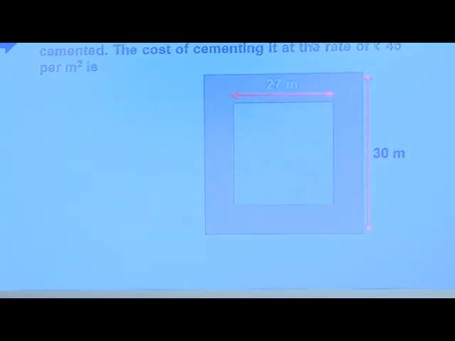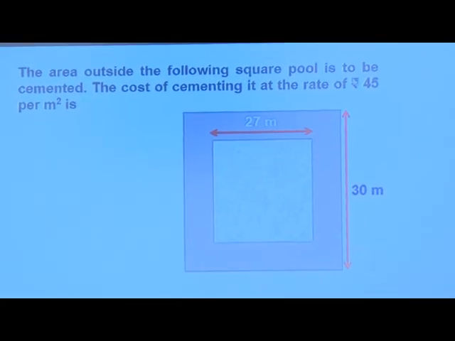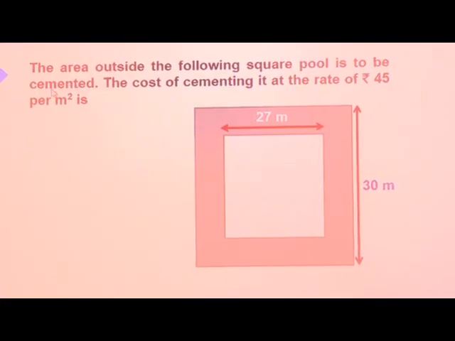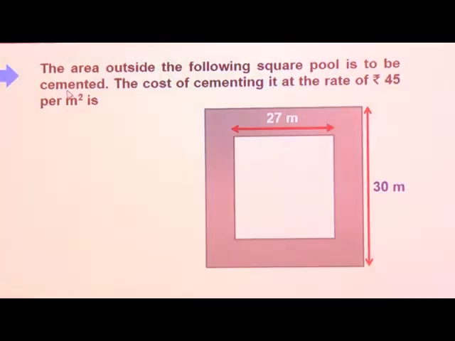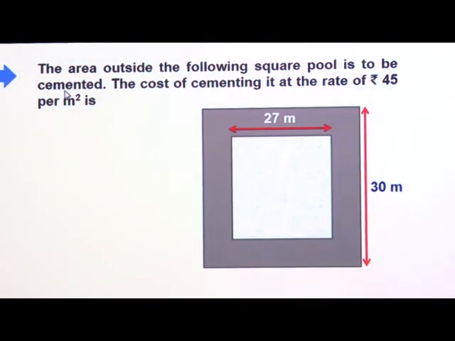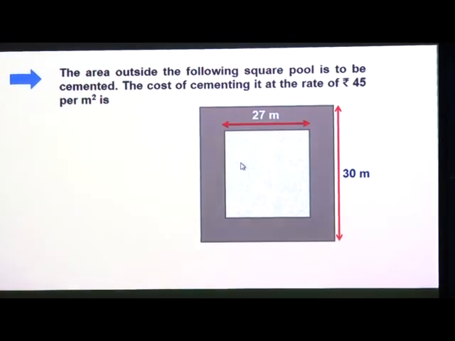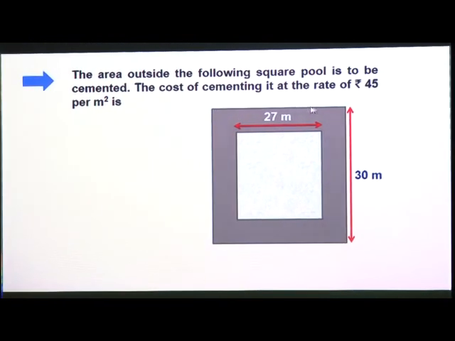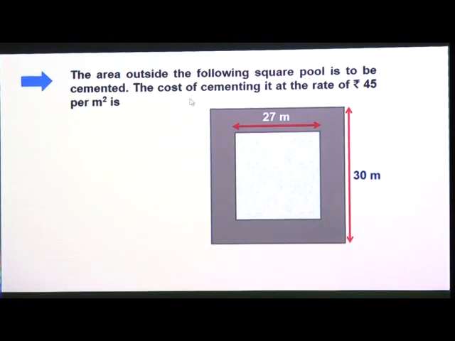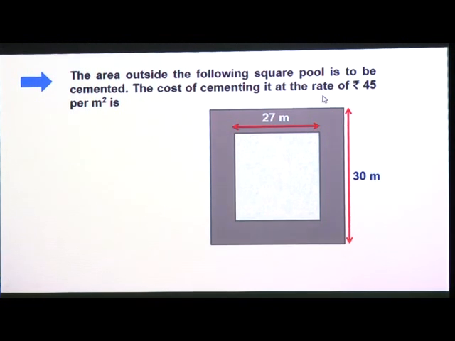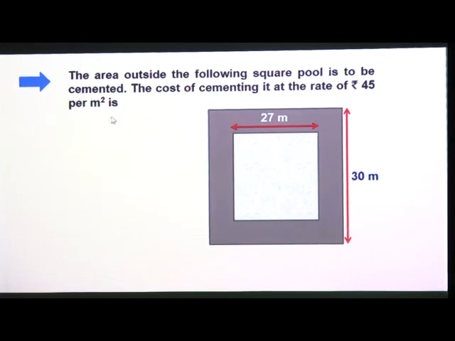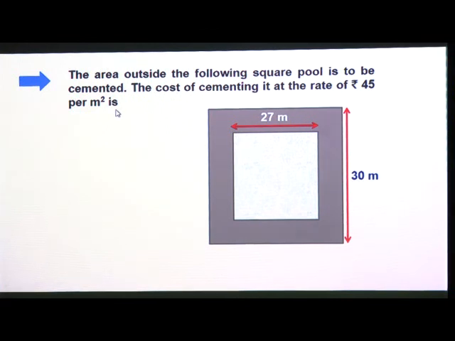So, here the example is: the area outside the following square pool is to be cemented. So, we have to make a cementing for the area outside the pool. Suppose the white portion which you are seeing here is the pool. This is the area to be cemented outside the pool. The cost of cementing it is at the rate of rupees 45 per meter square.